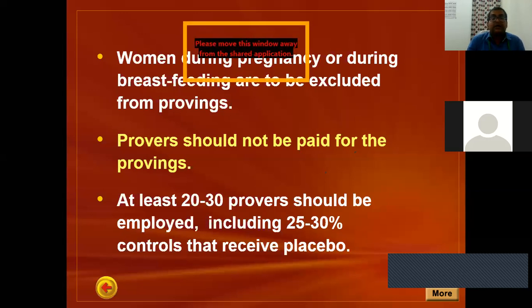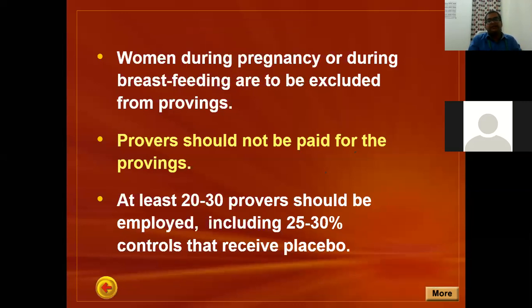At least 20 to 30 provers should be employed, including a 20-30% control that receives placebo. Meaning half of the persons should take the placebo and half should take the medicine, or what you are giving to your patient.